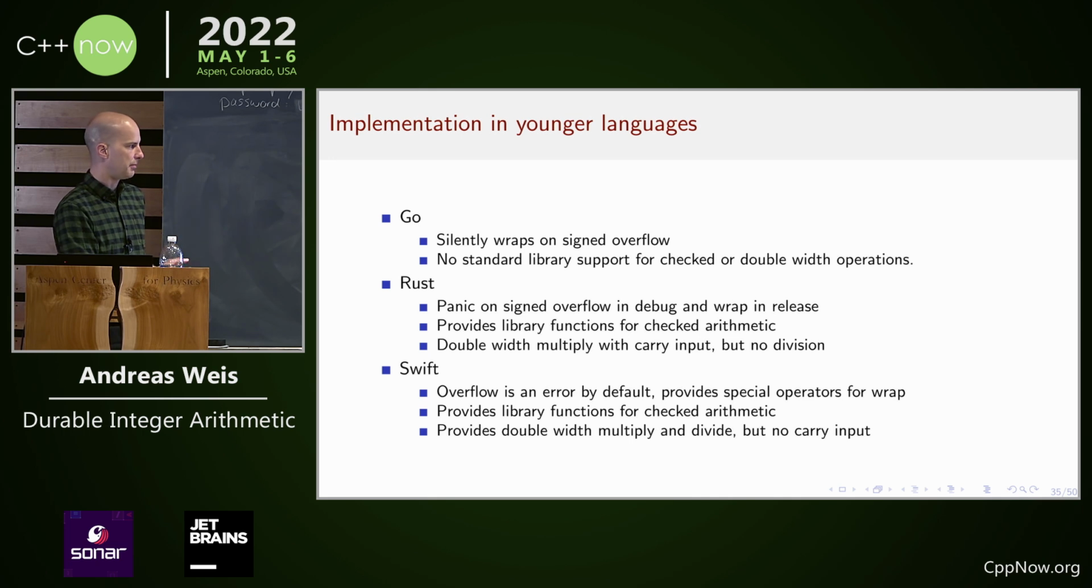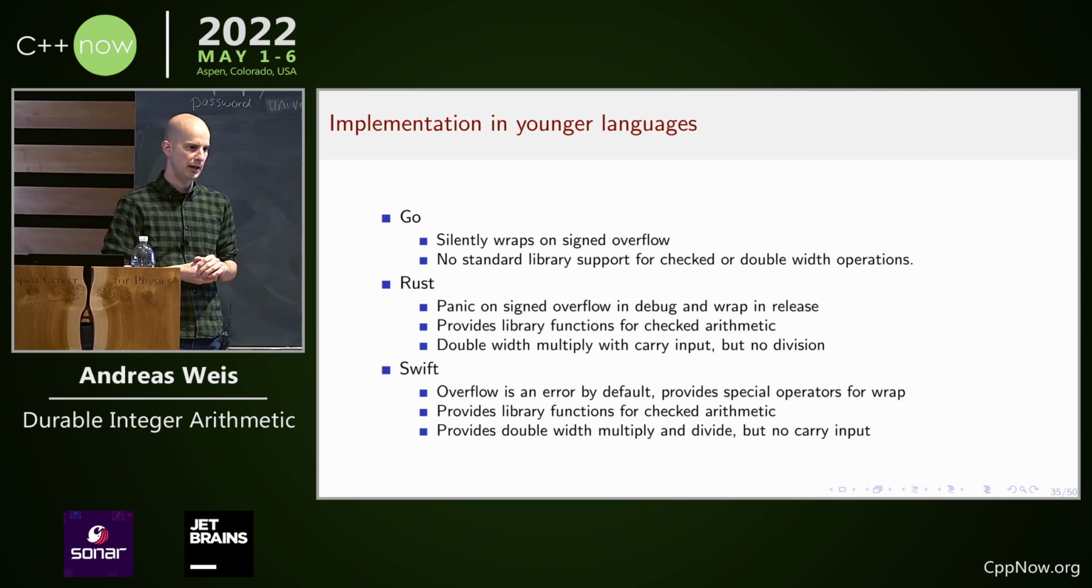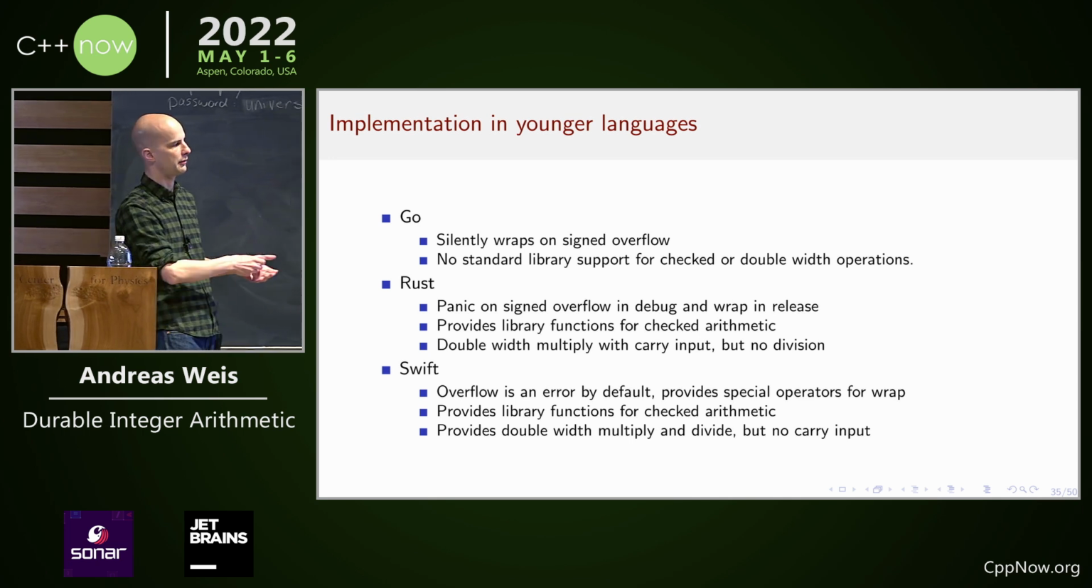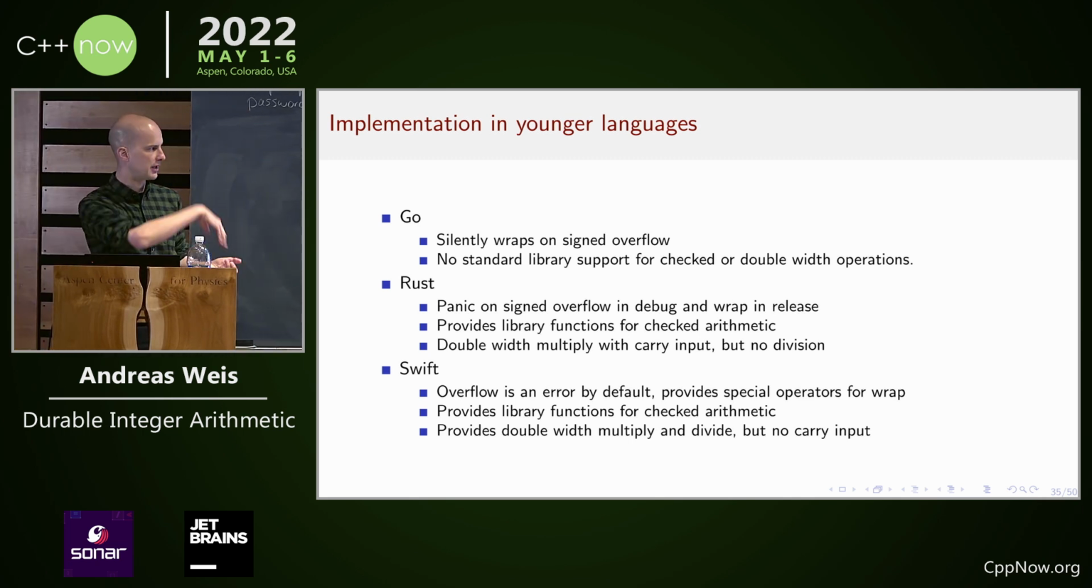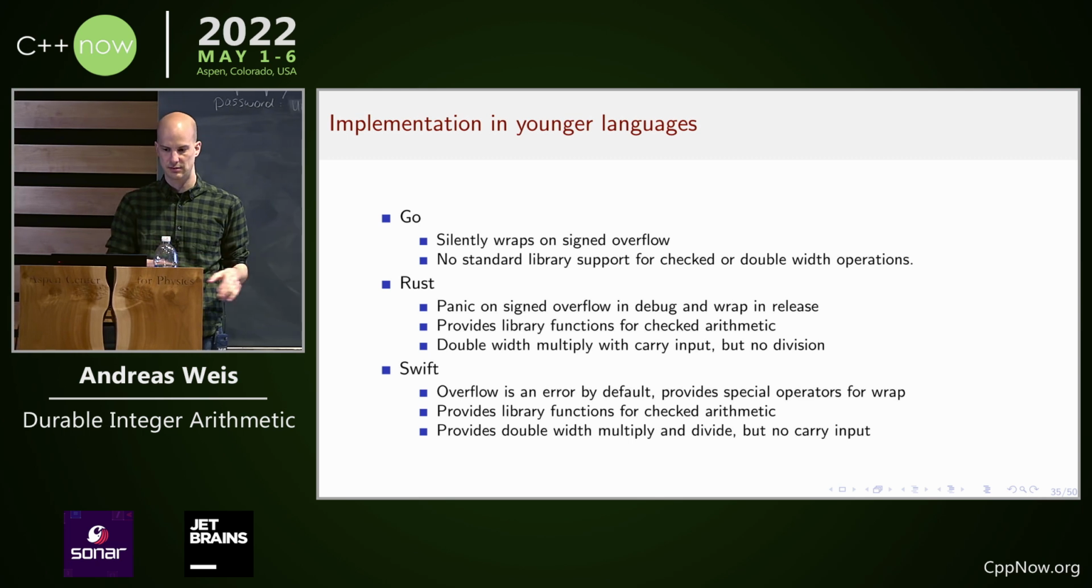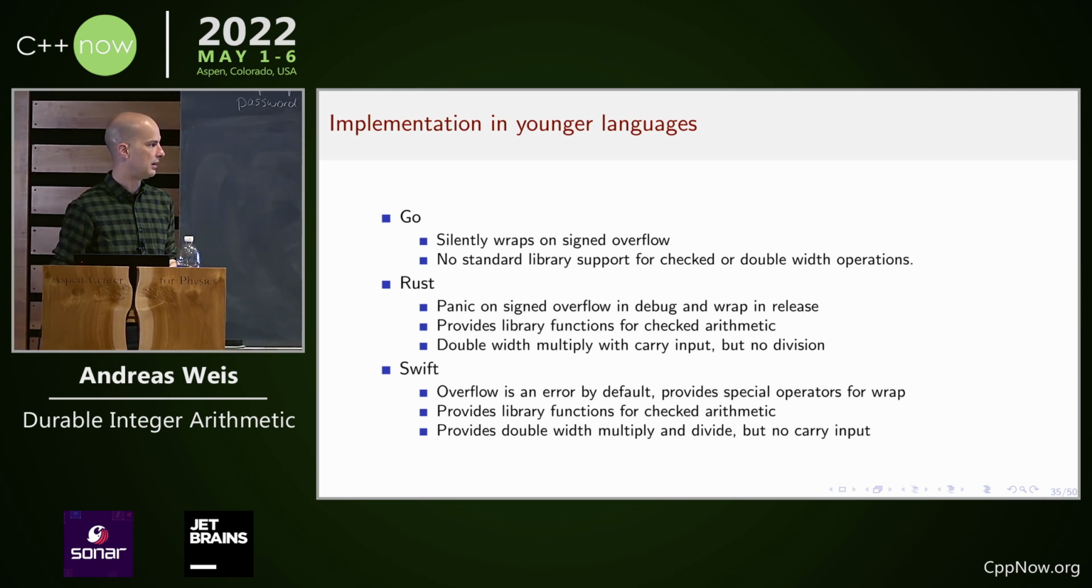They have the double with multiply and the double with divide, but they don't have the carry input. So here, when you want to propagate the carry, you have to rely on compiler optimization. But as I have an example later, this also seems to be something that compilers are able to do in principle today.